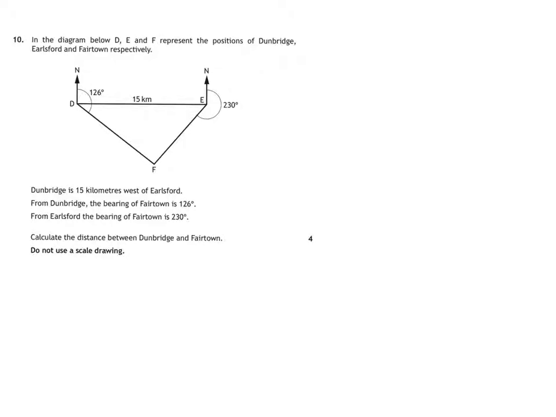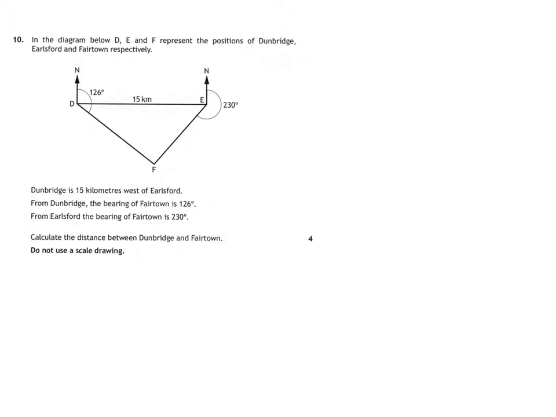Okay, question 10. In the diagram below, D, E and F represent the position of Dunbridge, Earlsford and Fairtown respectively. So look, they make a triangle. Dunbridge is 15 kilometres west of Earlsford. Right, pay attention to that.